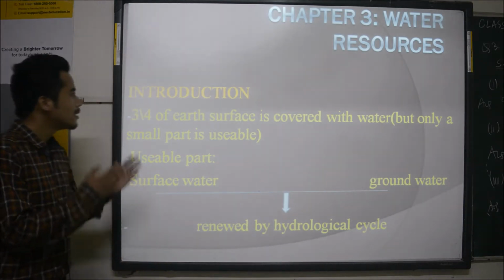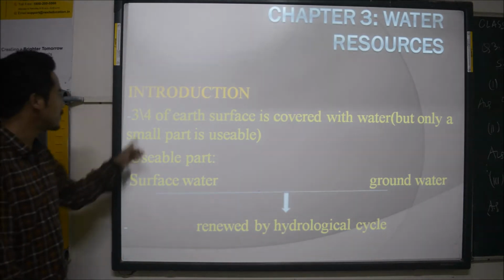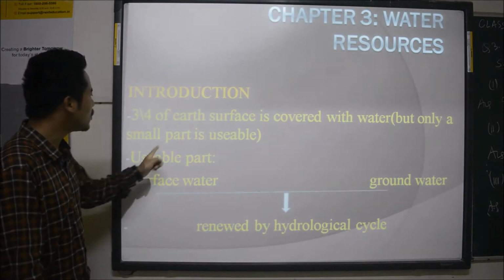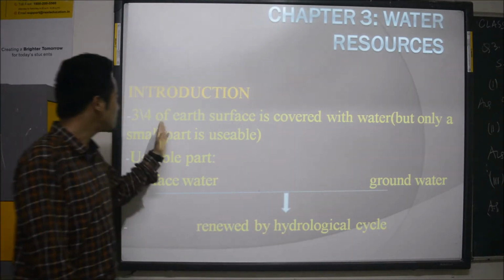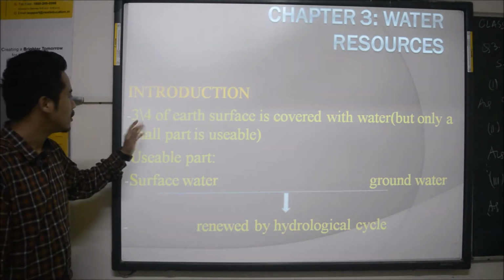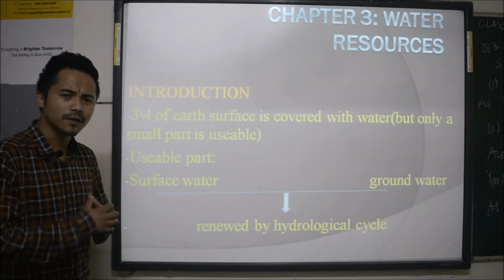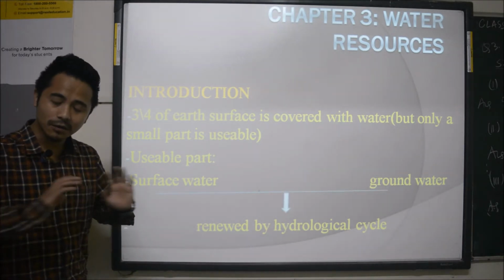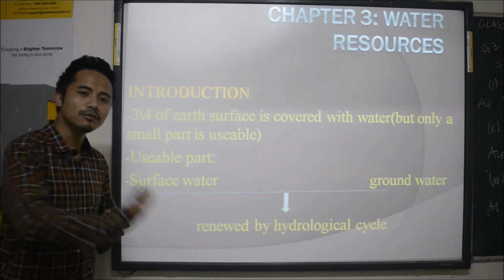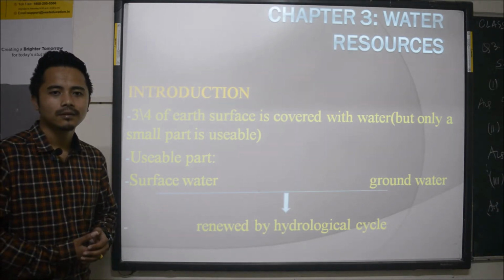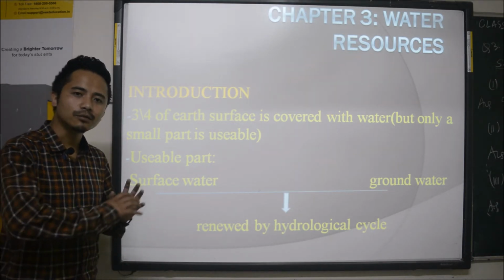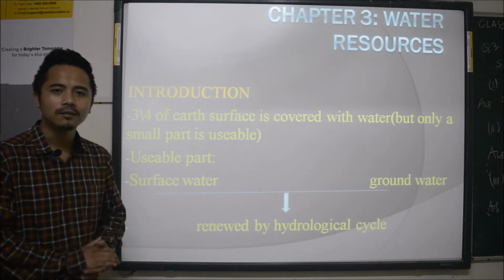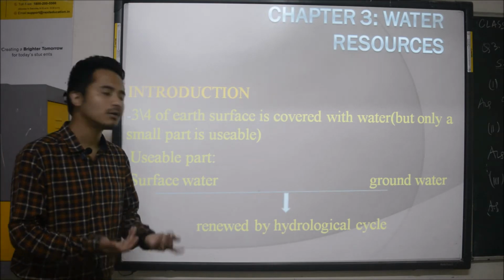Okay, let's start from here, the introduction part. 3/4 of the earth's surface is covered with water, but only a small part is usable, right? Which means 71% of the total earth surface is covered with water, but not all 71% can be used by us, right? Why? Because the water found in the oceans or the sea is salty water which we can't drink nor use.